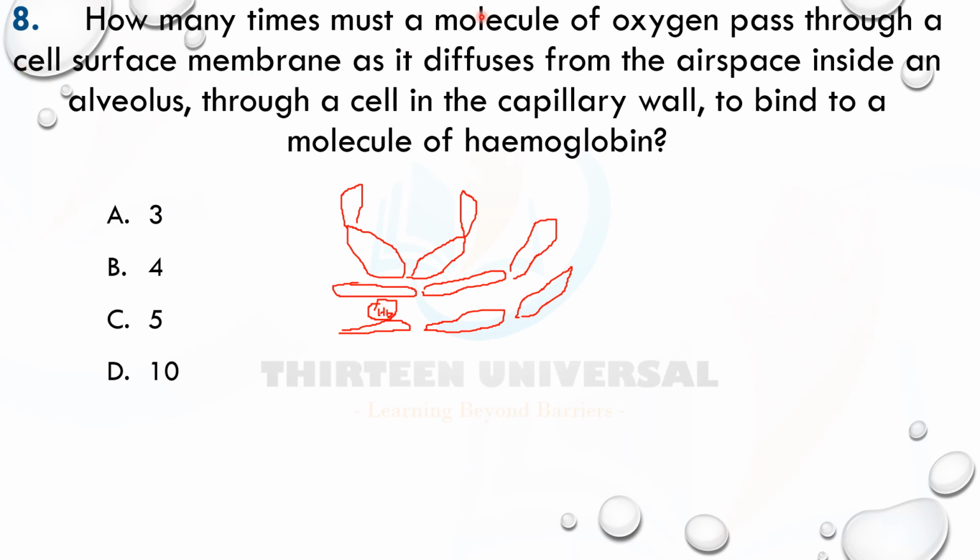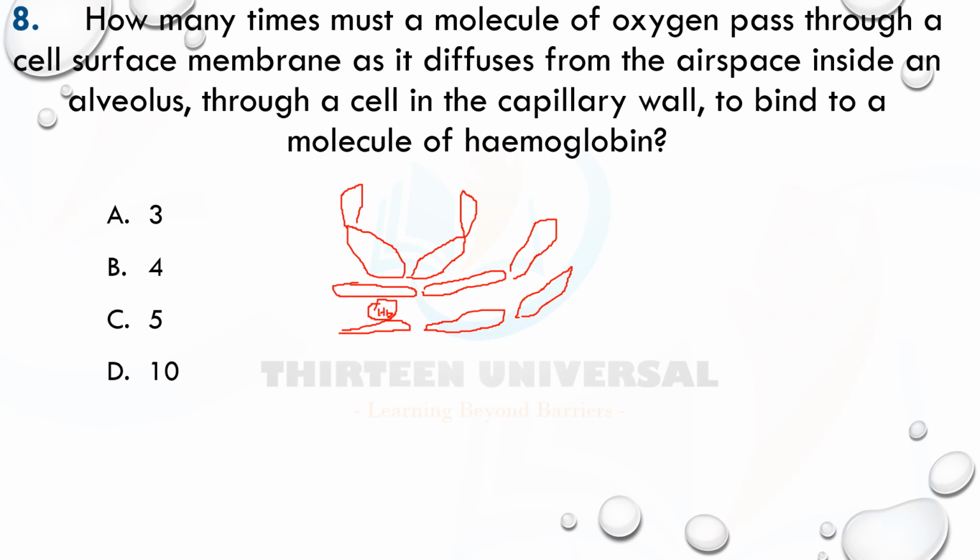The question asks how many times must a molecule of oxygen pass through a cell surface membrane as it diffuses from the airspace inside an alveolus. So from here it will pass. This is one, this is two, because it will enter one, come out two, enter this one three, come out four, and then enter that of the red blood cell. That's five. Did you get it?